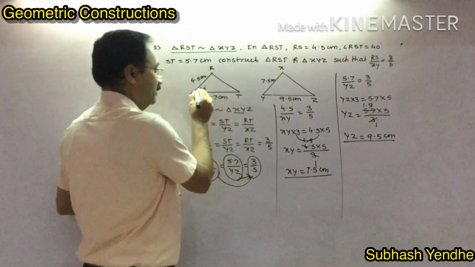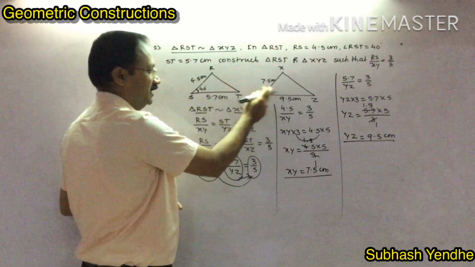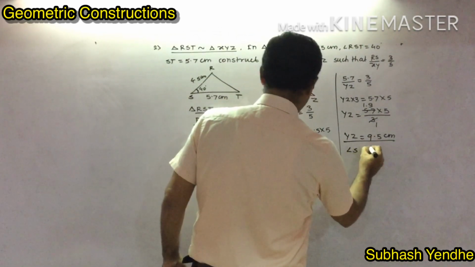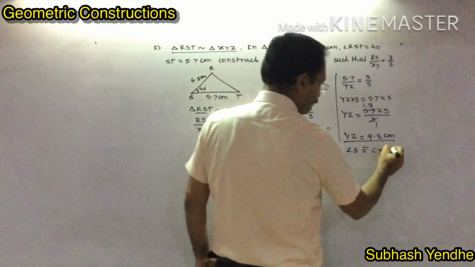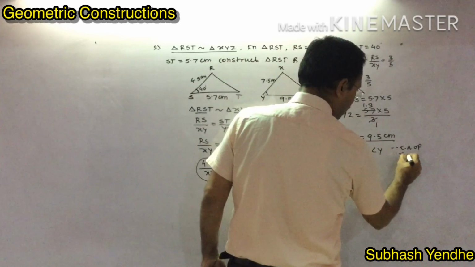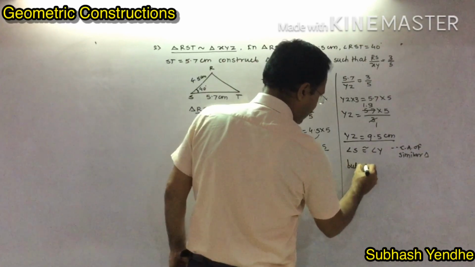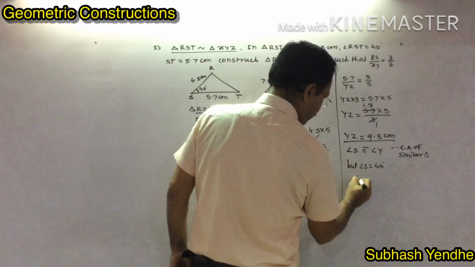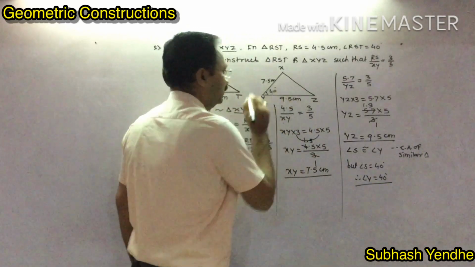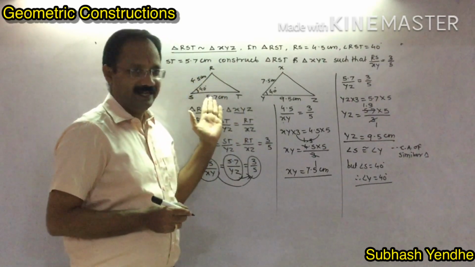But here one angle is given, so you also need this angle. We know that triangles are similar, then angles are congruent. So angle S is congruent to angle Y. Why? Corresponding angles of similar triangles. Angle S equals 40 degrees, therefore angle Y equals 40 degrees. I get it here, 40 degrees. So now we can draw both the triangles.